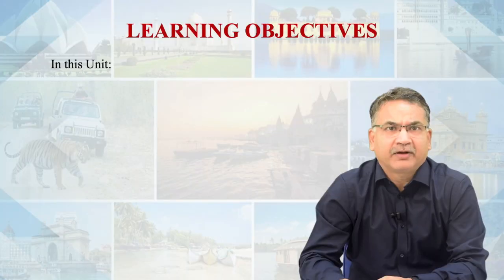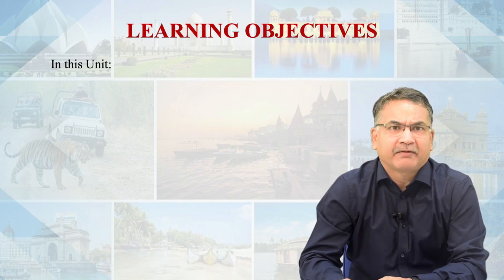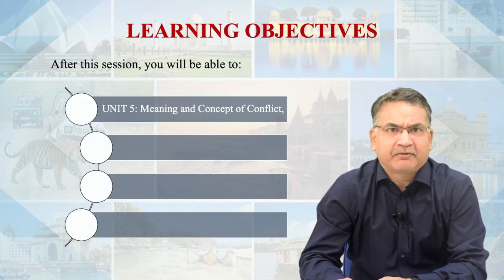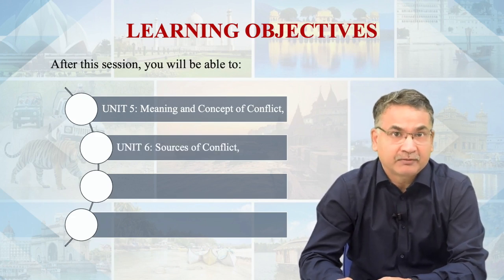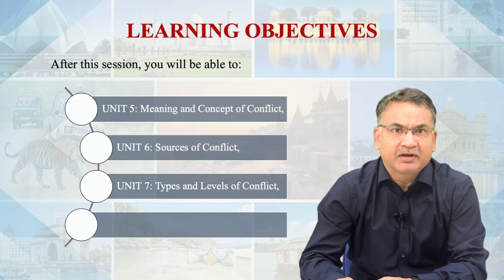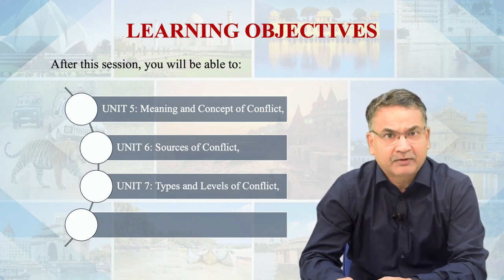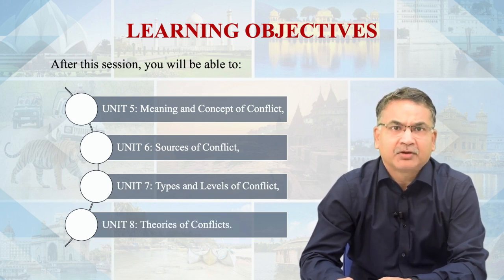So understanding conflicts, in this block we will be having 4 units. Unit number 5, that is meaning and concept of conflict. Then unit number 6, that is sources of conflict. Then unit number 7, types and levels of conflict. And finally we will be having unit number 8, that is theories of conflicts. So let us start with meaning and concept of the conflict.